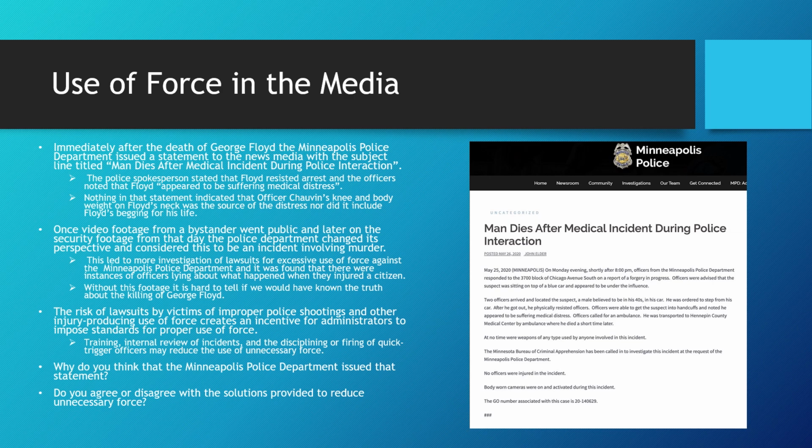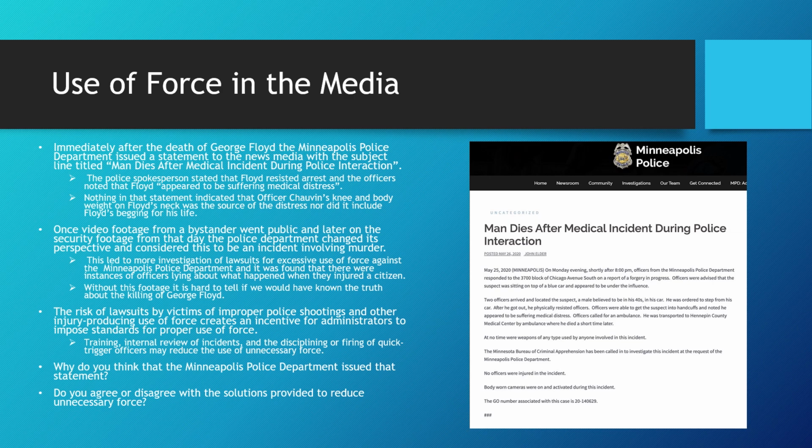with the subject line titled, "Man Dies After Medical Incident During Police Intervention." If you look to the right here, I actually provided an image of what that initial statement looked like. So please pause the presentation and read through that. It's important to note that the police spokesperson stated that Floyd resisted arrest, and the officers noted that Floyd appeared to be suffering medical distress.